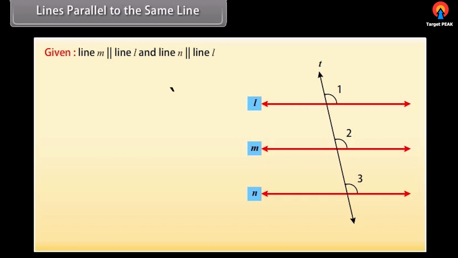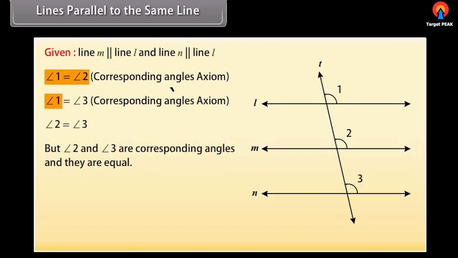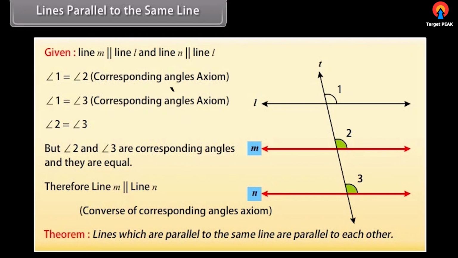It is given that line M is parallel to line L and line N is parallel to line L. Therefore, by using the corresponding angles axiom, we can say that angle 1 is equal to angle 2 and angle 1 is equal to angle 3. So from these two, we can say that angle 2 is equal to angle 3. But angle 2 and angle 3 are corresponding angles and they are equal. Therefore, by using the converse of the corresponding angles axiom, we can say that line M is parallel to line N. This result can also be stated in the form of a theorem: lines which are parallel to the same line are parallel to each other.